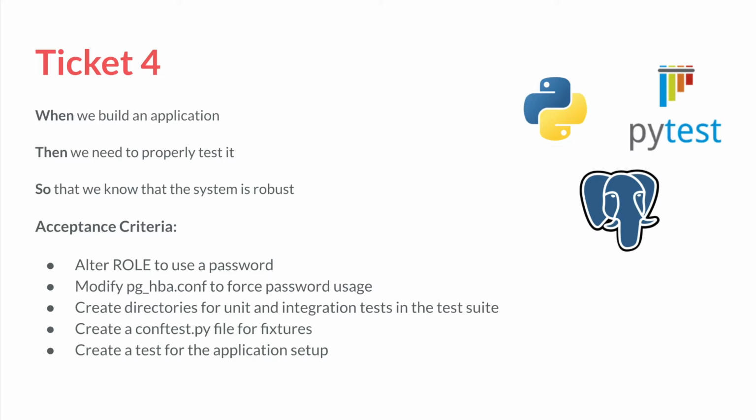So let's go through today's ticket. When we build an application, then we need to properly test it so that we know that the system is robust. So for the acceptance criteria, firstly, we'll alter the role to user password on the database.